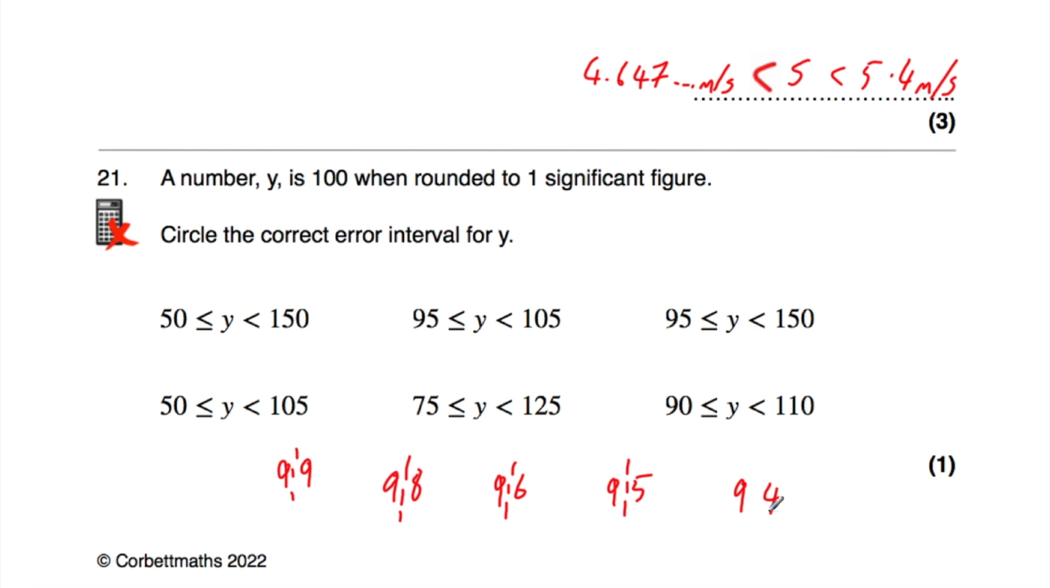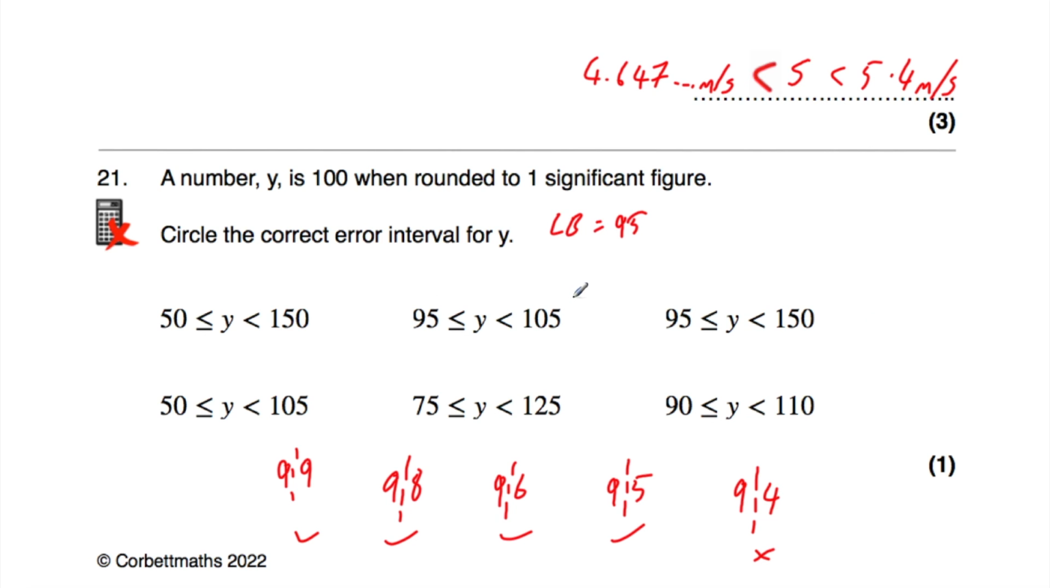But if we had 94, if we round that to one significant figure, the answer would be 90. So that means the lower bound for y would be 95. So straight away I can rule out some of these options. So I'm left with these two options here.